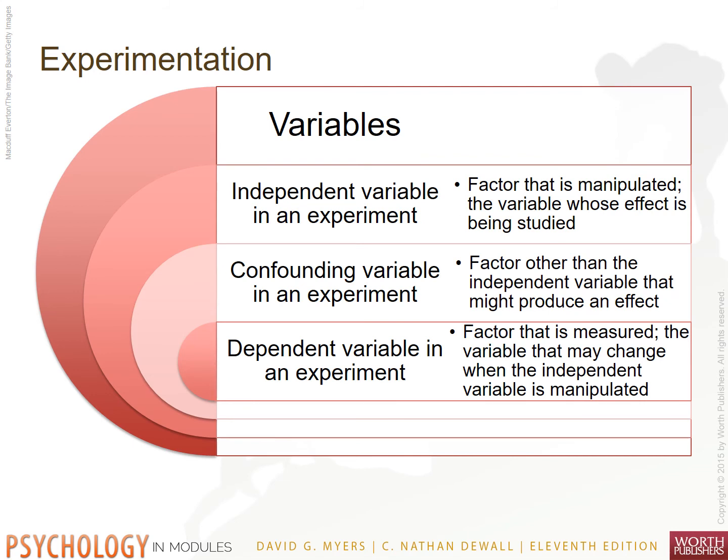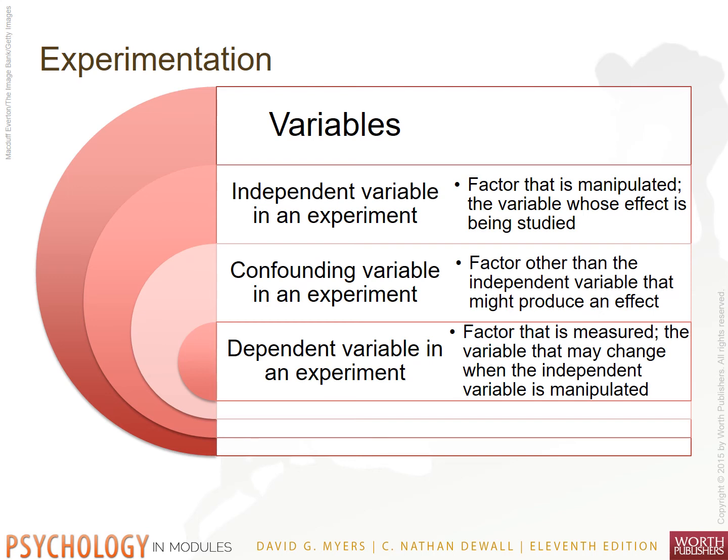So reviewing the variables that I had mentioned previously in the last few slides that are involved in experimentation, you have an independent variable. This is the variable that the researcher manipulates. In the case of the antidepressant study, it's the antidepressant versus the placebo. That independent variable has two levels, antidepressant or placebo. You have two groups. But the variable is antidepressant versus placebo. That's controlled or manipulated by the experimenter.